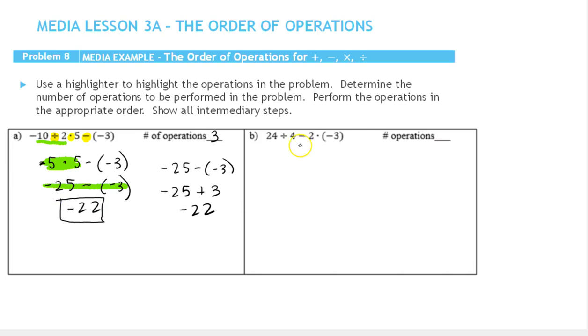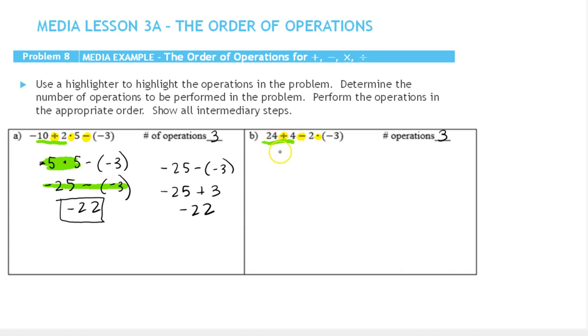Okay. Now let's look at the next one. Let's start by highlighting our operations. Here we have division, subtraction, and multiplication. So again, 3 operations here. Okay. So left to right, we'll do any multiplication and division first. So notice our first operation is division, so we're going to do this operation first.